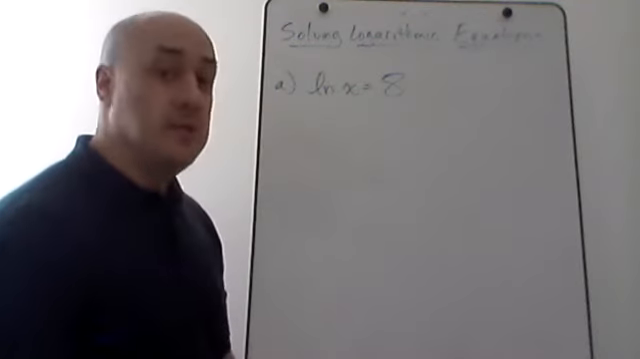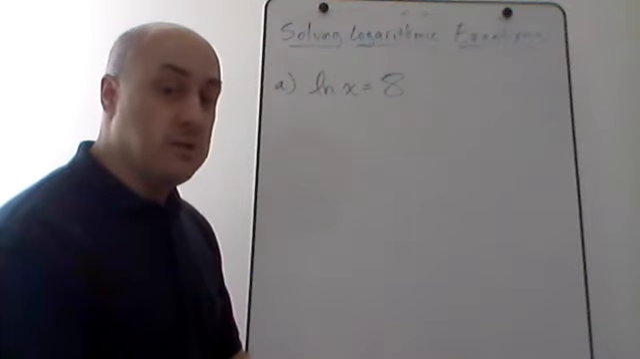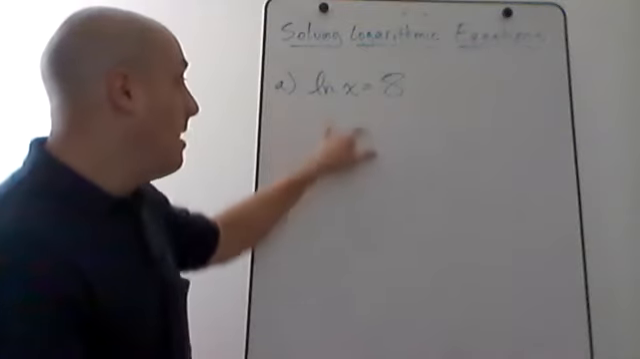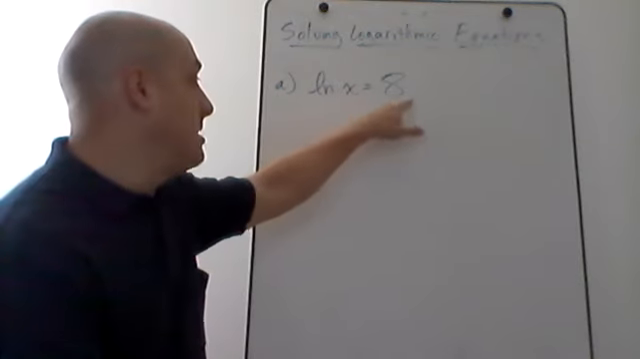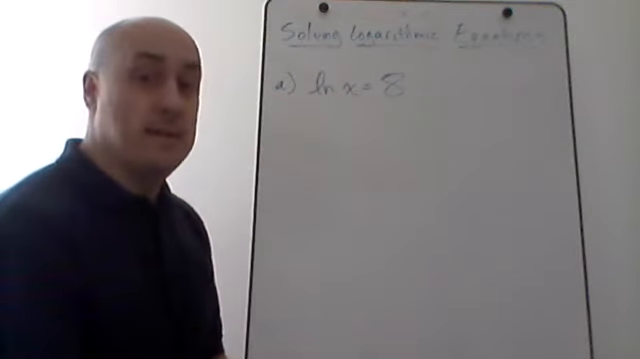So step number 1 of solving a logarithmic equation is to isolate the logarithmic term on one side of the equation. Well, I already have that here: ln of x equals 8. The log and its argument of x, ln of x, is all by itself.